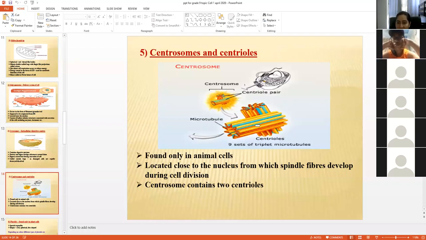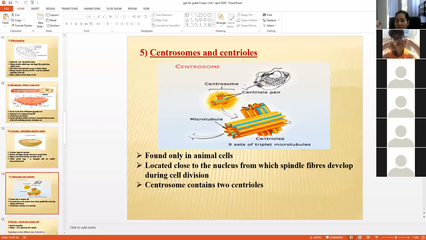Can you see these rod-like structures, students? They are microtubules. So this circular kind of structure is a centriole, and these rod-like structures are called the microtubules. Children, to make you understand the importance of centrosomes and centrioles, if possible, I'll try to upload a video to actually show you. They are very important during cell division.